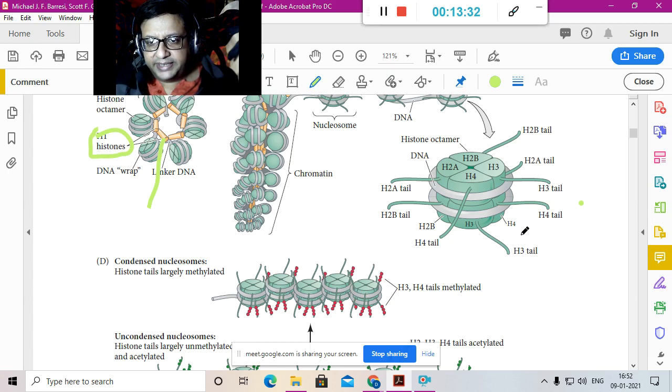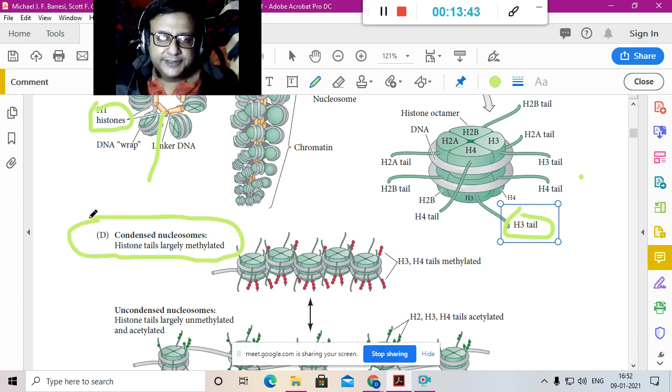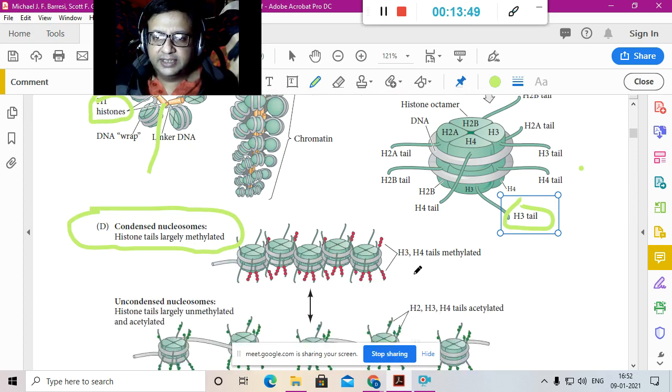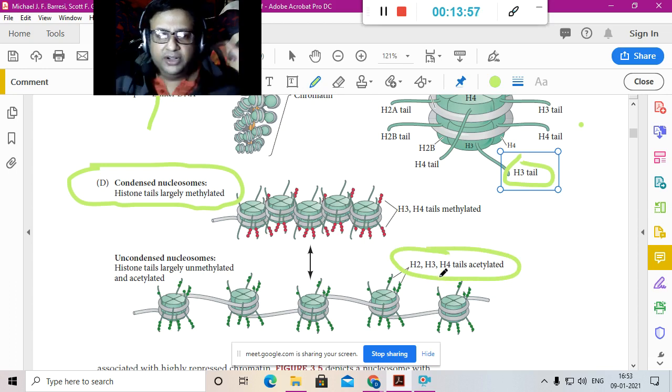Sometimes you find these tails. The tails of these histones are methylated when the nucleosome is condensed. So methylation causes condensation. It gets condensed like this. If the tails are acetylated, that is CH3CO groups are there, then they are uncondensed.